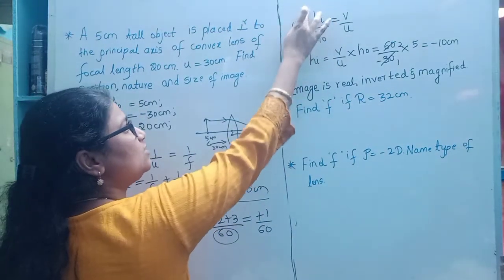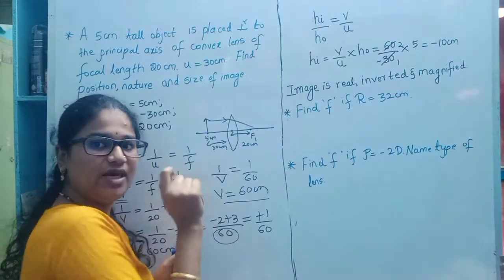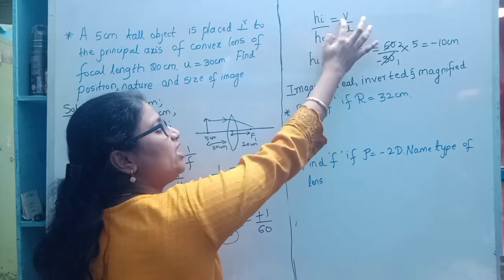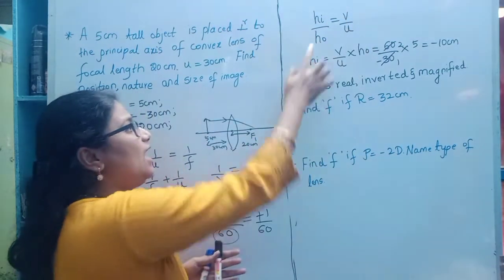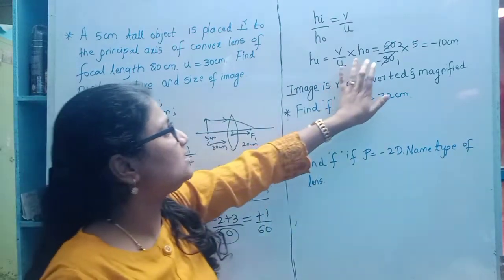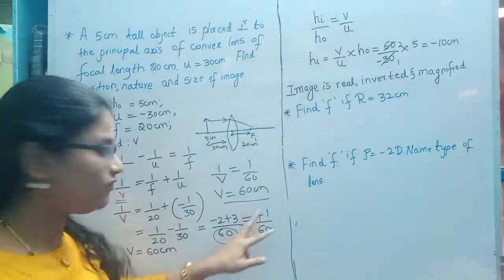So when we cancel this and solve for the height of the image, when you equate both, the height of the image will be V by U into the height of the object. This is the equation, right? Then after that, substitute the values. V is equal to 60 centimeter, what we got?